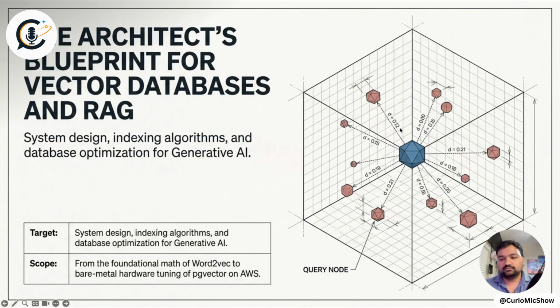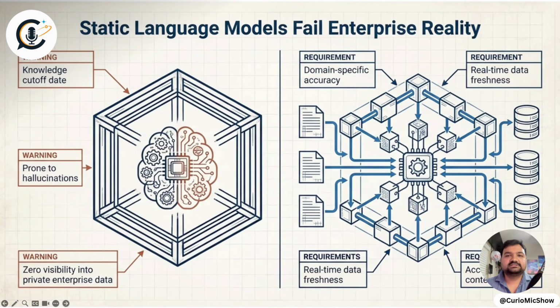So we have the static language model. Static language models are powerful, but they fail in the enterprise's reality. Why? Because they do not automatically know your private documents, and they may not know your latest policies. They may not know today's database changes. They may not know your company-specific acronyms, product names, or internal workflows.